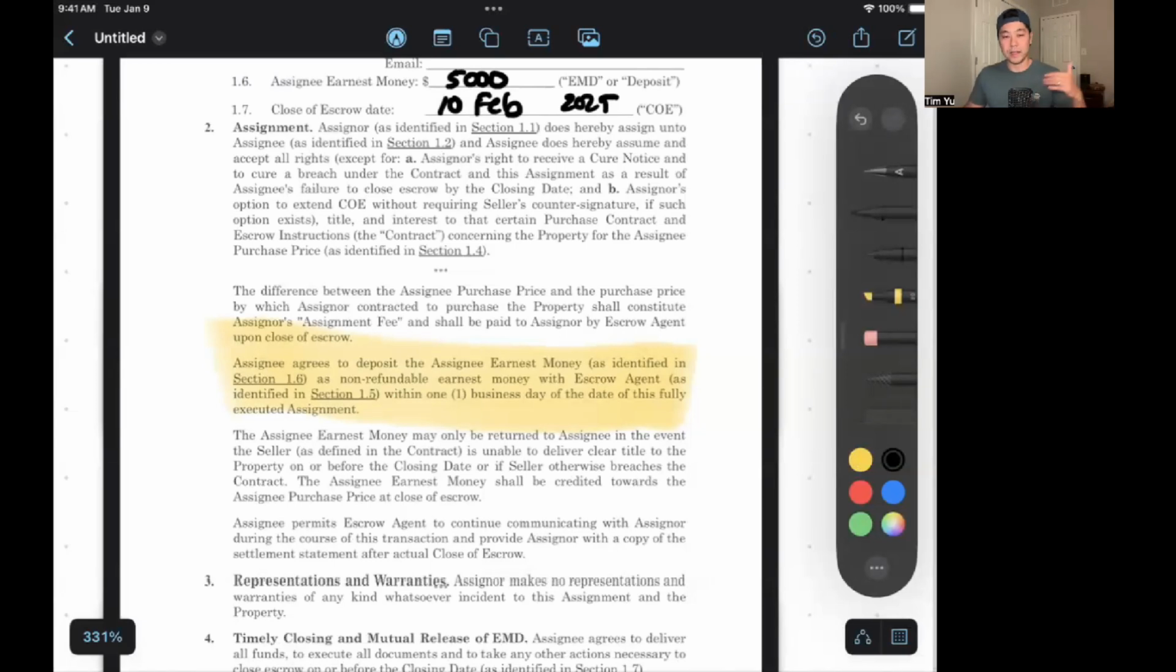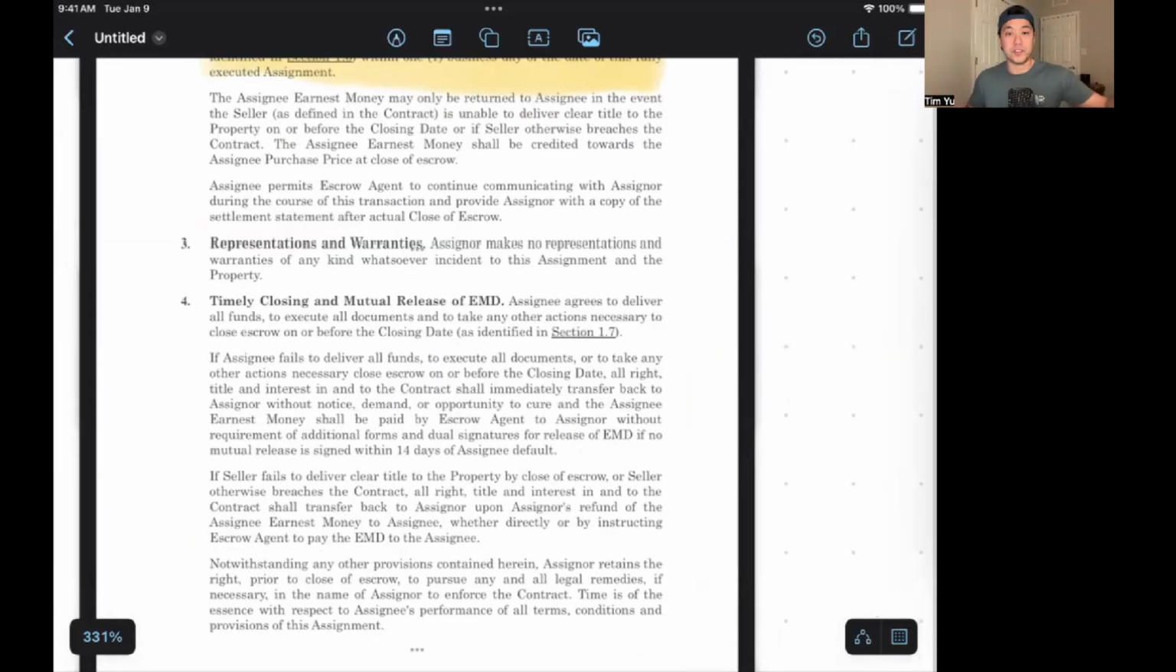So that's why that $5,000 EMD or good faith deposit differentiates who's serious and who's not, right? $5,000 is a lot more than $1,000. And if you see, the assignee earnest money can only be returned to the assignee in the event the seller, as defined in the contract, is unable to deliver a clear title to the property on or before the closing date. So the only way they're going to get their money back is if title or something bad happens that they couldn't control. But if the buyer backs out on the deal, they will lose every single dollar of their earnest money deposit. Please take me to court. It's going to work. It's already happened.